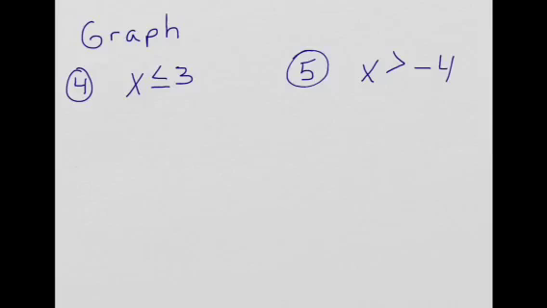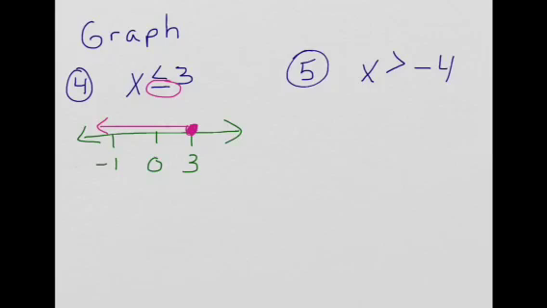All right, now we're going to graph. On our graph, we're going to include 3 numbers. We're going to include our 0, we're going to include our 3, and we're going to include a -1. Because of this sign here, we know that the circle is going to be filled in, and 2 is less than 3, so our arrow is going to the left.